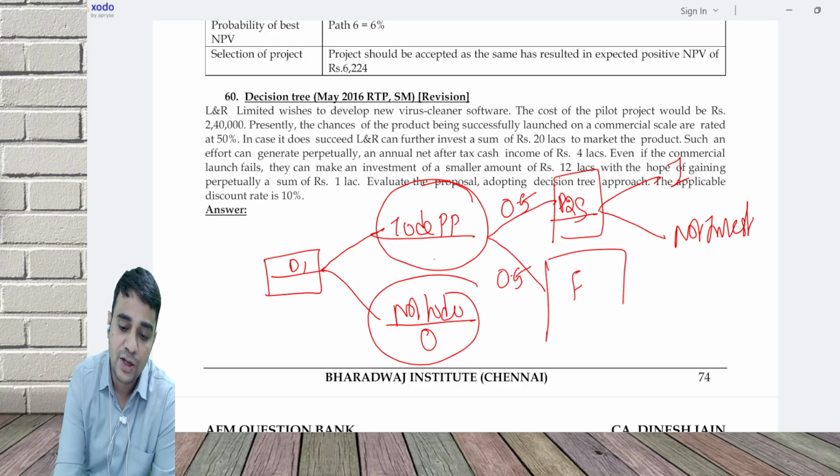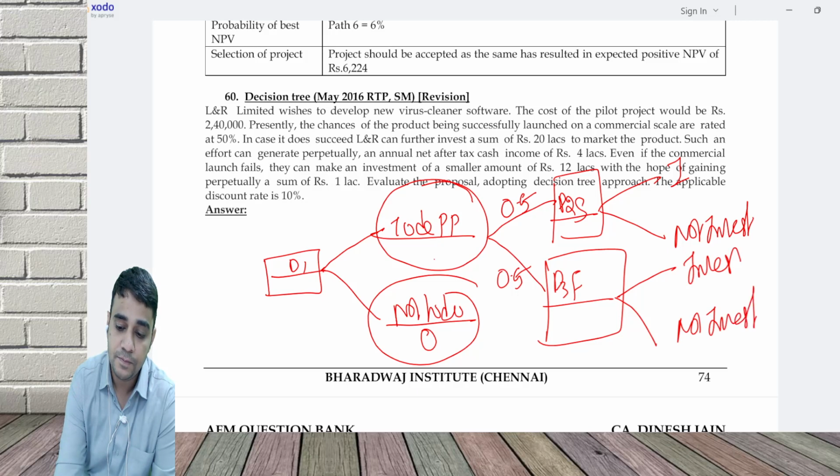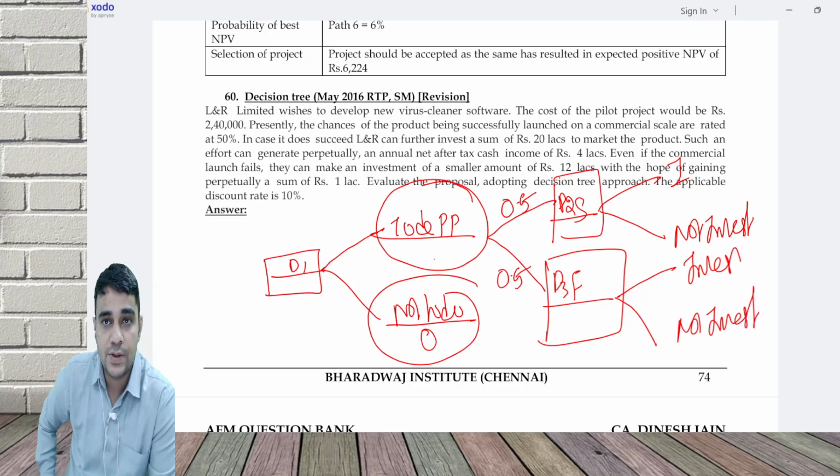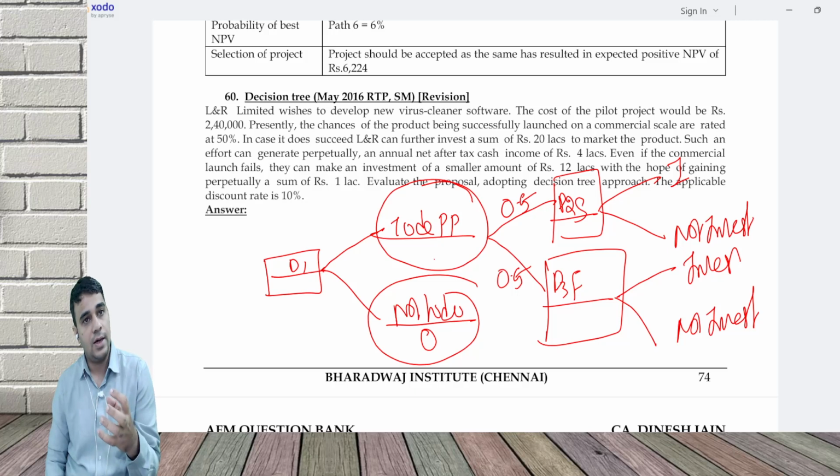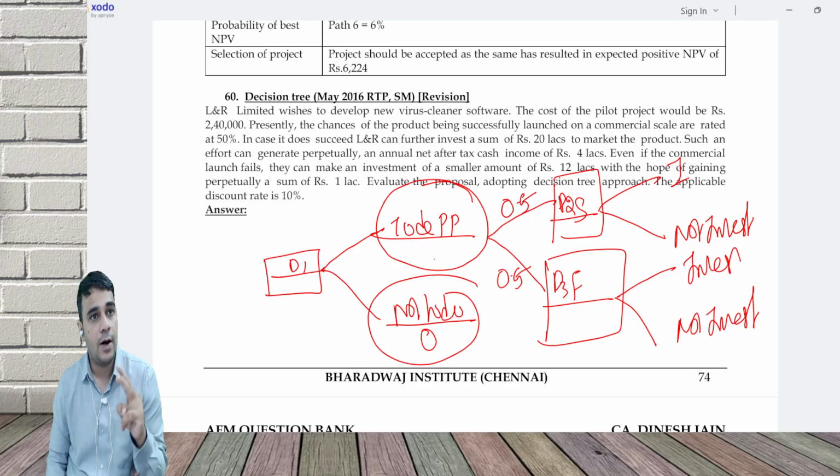Failure, the third decision you have to take: invest, not invest. Assuming I got success, I have to invest 20 lakh. What is the perpetual income I get? Present value of perpetuity is 4 lakh divided by the discount rate, so 40 lakh you earn, 20 lakh you spend.